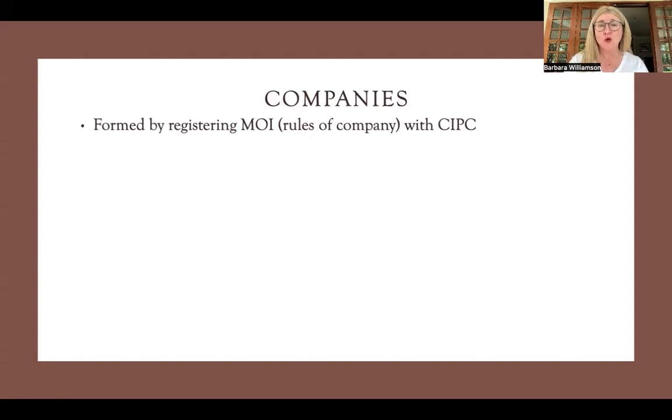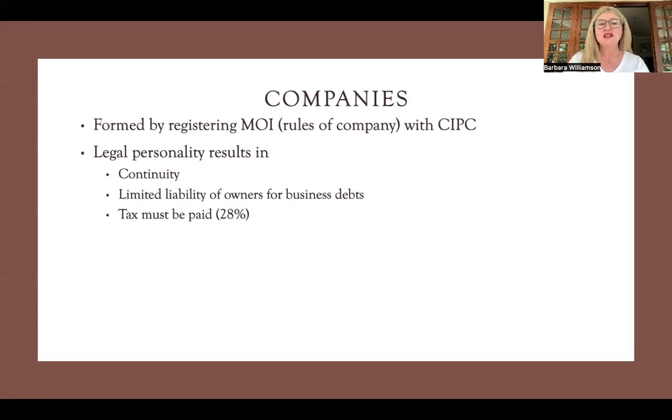Just like when you were born, your parents would have had to get a birth certificate for you from Home Affairs. In exactly the same way, companies can be registered with the CIPC. This will then result in them having a legal personality, which simply means that in the eyes of the law, they exist. So they can enter contracts in their own right. So the business itself is seen as a legal entity in the eyes of the law.